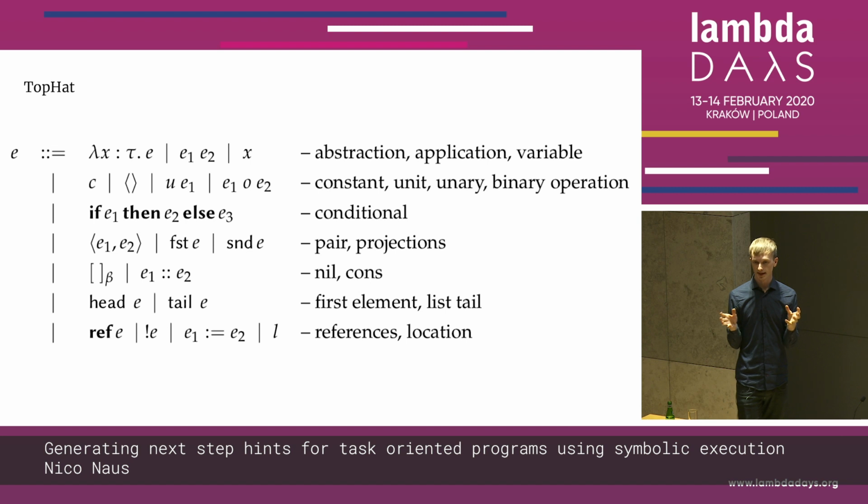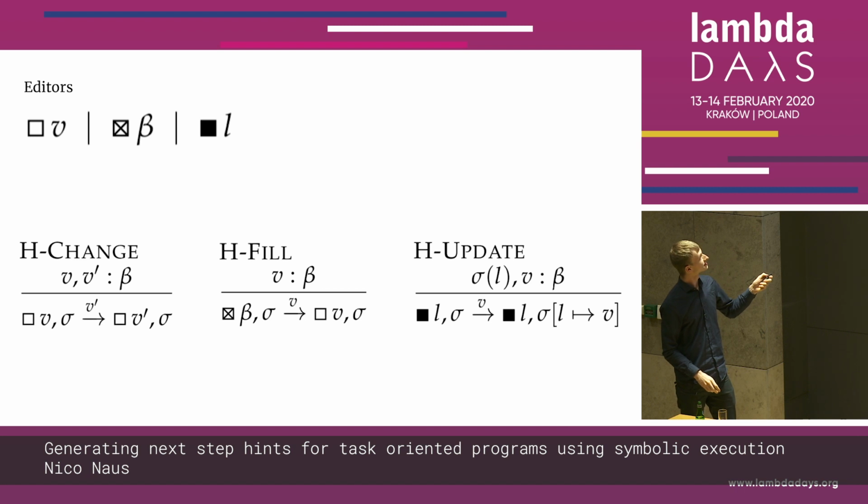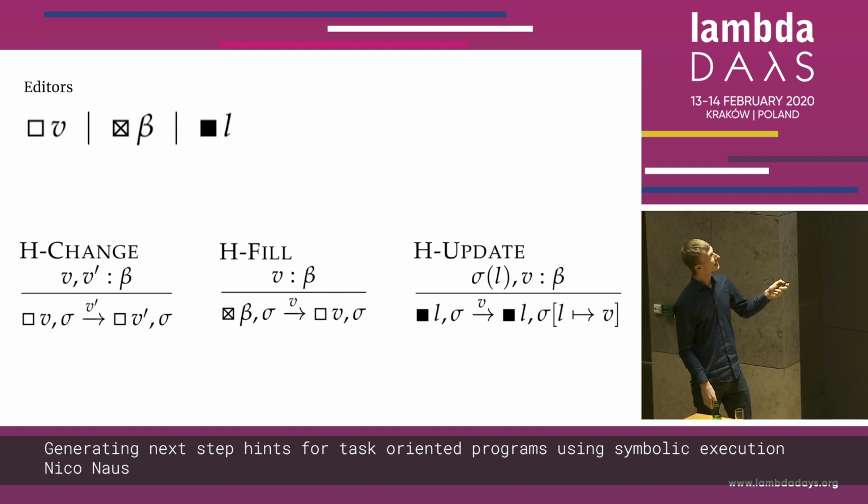And the most basic tasks, as you remember from a few slides back, are the editors. And in Top Hat, there are 3 kinds of editors. We have an editor that has a certain value in it, an empty editor with a type, and we have an editor that points to a share.